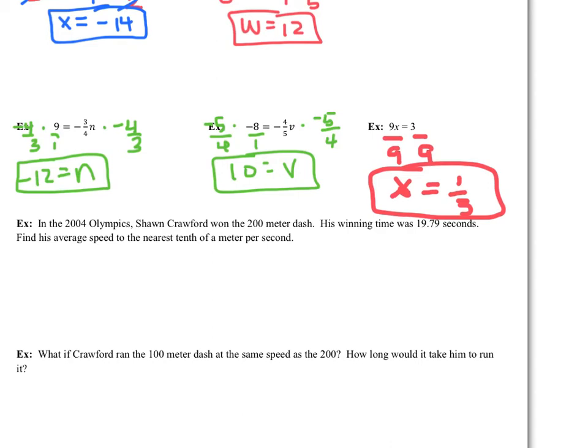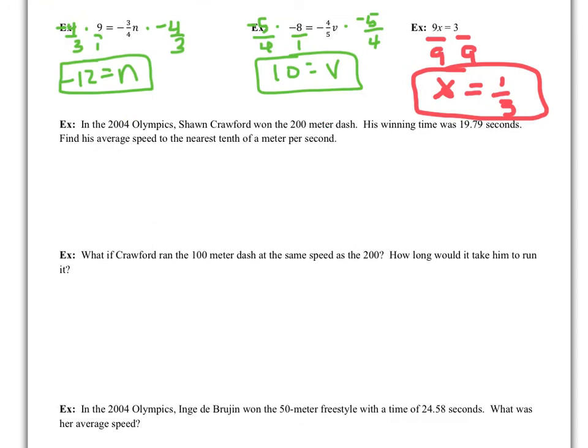You don't want to use a decimal, because if you did and you actually plugged your decimal into check, no matter how many decimal places you used, it would never come out to exactly 3. It would be like 2.999999. So you always want to use fractions when possible.